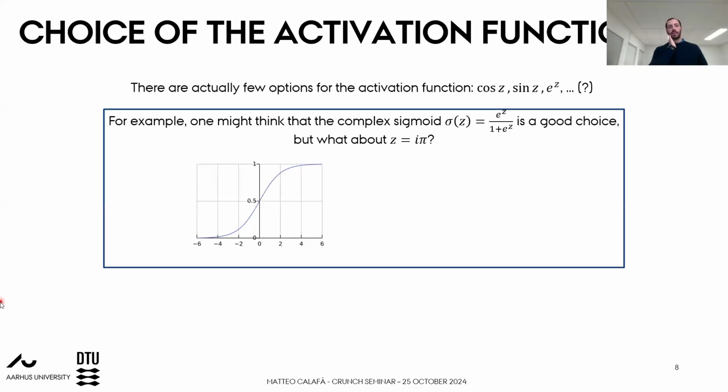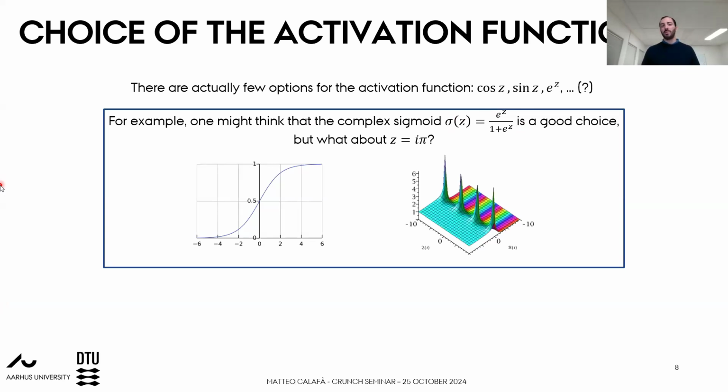Just to give you an example, to motivate this statement: you probably all know the sigmoid function, which is widely used for classical networks because, as you can see from the plot, it's smooth, monotonic, and bounded. So it has all the best properties for activation functions. So why not think about extending the sigmoid function to the complex field? We define the complex sigmoid as written here. But what if we evaluate this function at z equal i pi? It's easy to realize that we get a singularity. And it's not only that: we have infinitely many singularities, and the complex sigmoid will look like that.